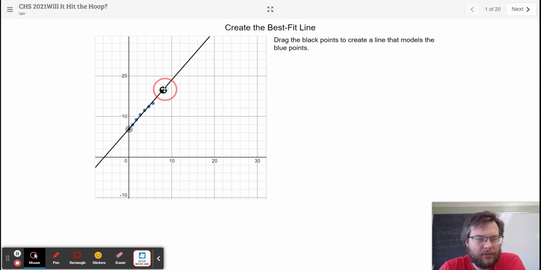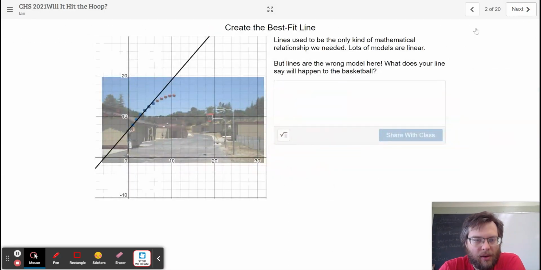And I think it looks something like this, where about half the dots are above it and the other half are below it, kind of goes through it right there. And that looks pretty decent for those points that I see right there. However, it turns out that those dots were actually the first couple moments of a basketball shot. And obviously, the line is not how a basketball flies through the air.